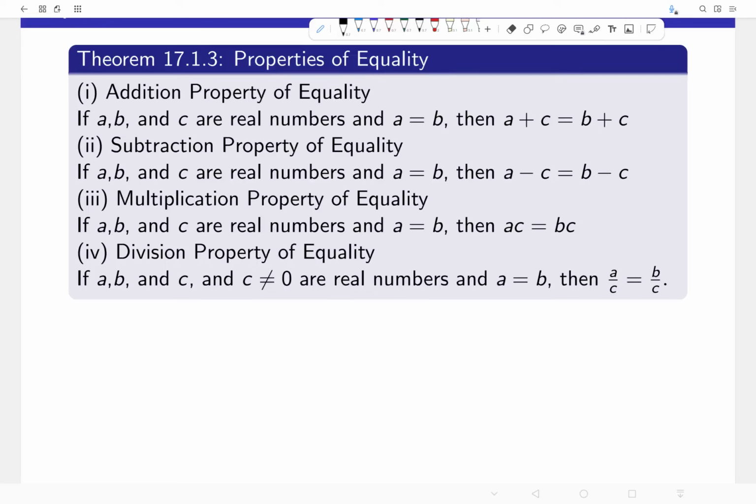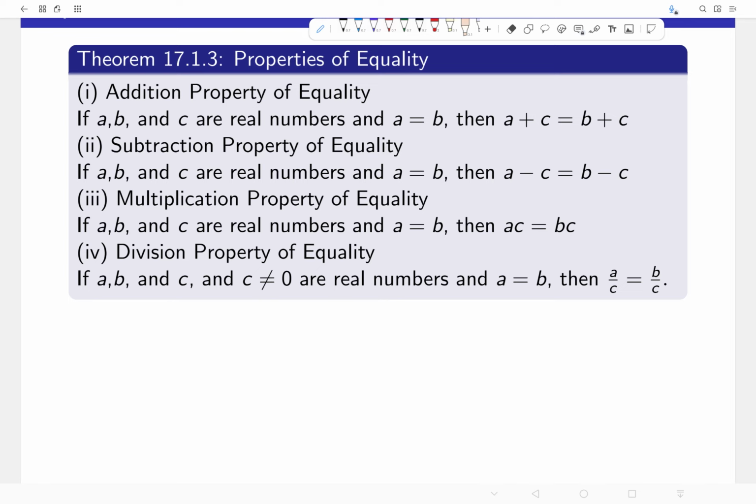Hi, in this video, we're going to continue our lesson about equations. And let's go to a theorem here, which we will call properties of equality. So we have four properties of equality. For one, we have the so-called addition property of equality.